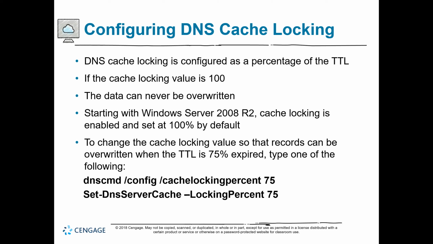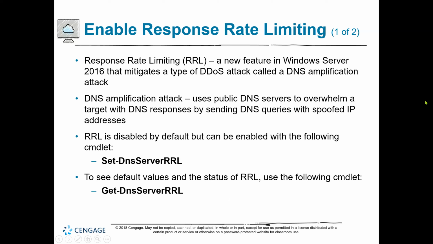To change the cache locking value so the records can be overwritten when the TTL is 75% expired, you have the command down here. The DNS command to configure the cache locking percentage is Set-DnsServerCache -LockingPercent 75. Yep, there we go.